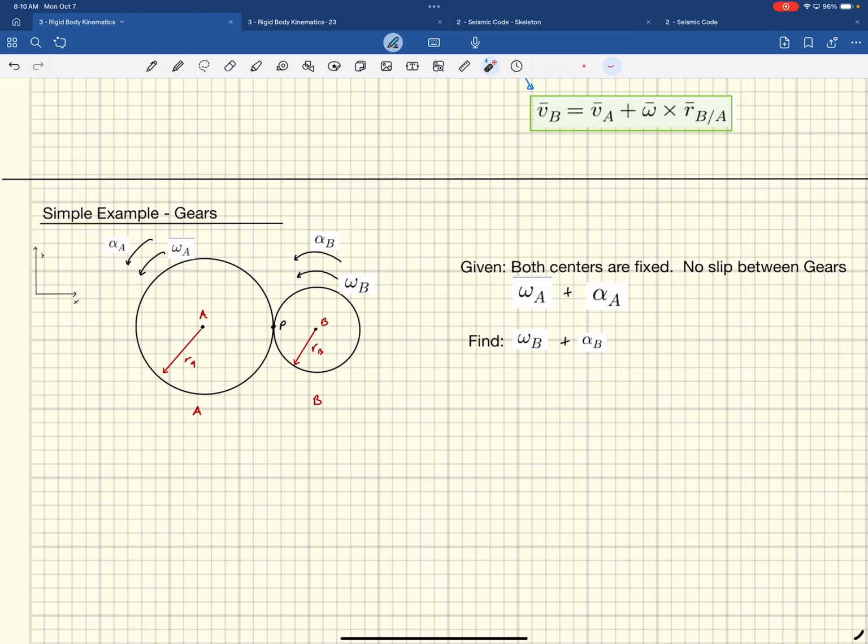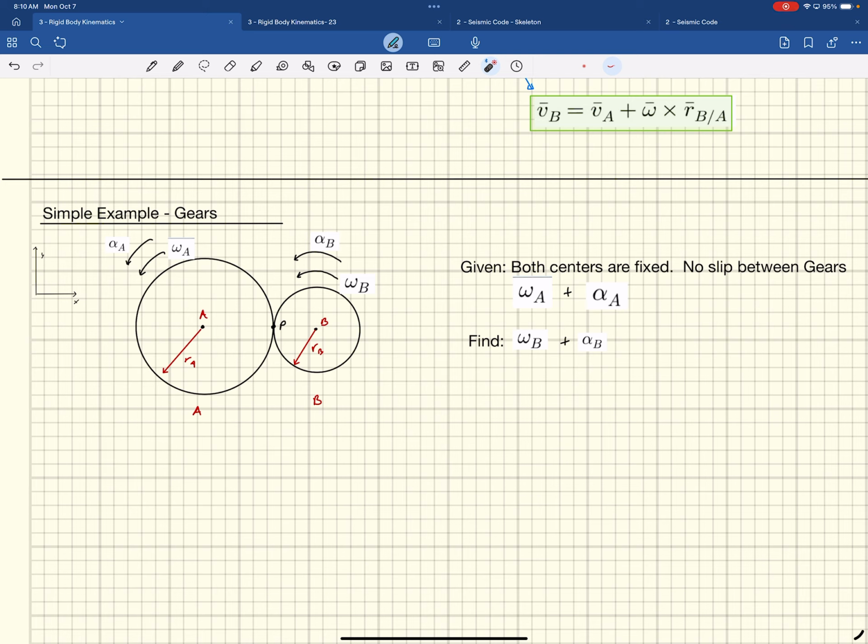This is the process we're going to use for every one of these problems. We start out at a point that we know something about, and we take a step to another point that we want to know something about. This is all about stepping. We're going to step with this equation up here.